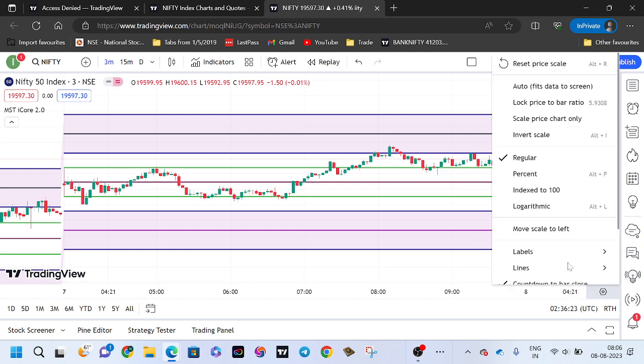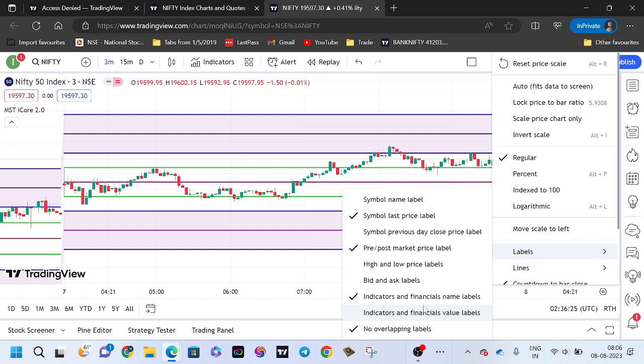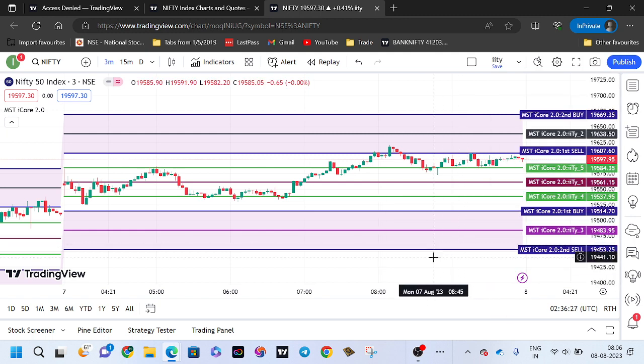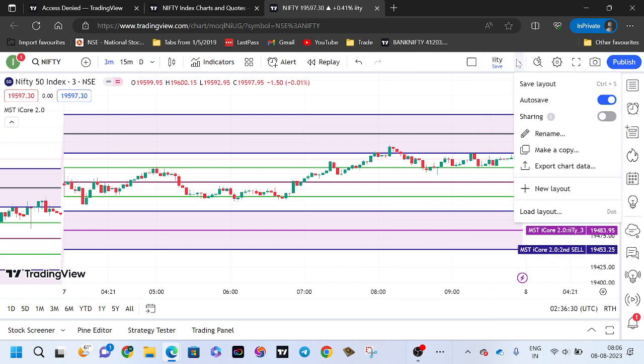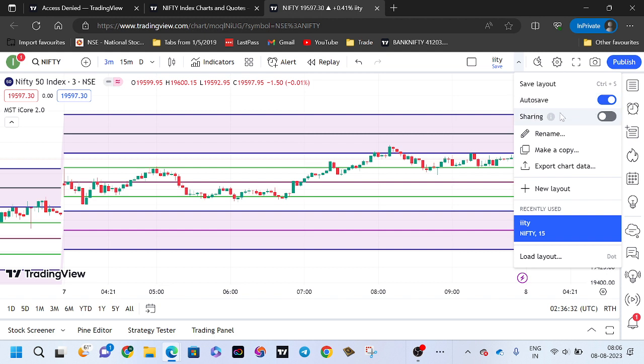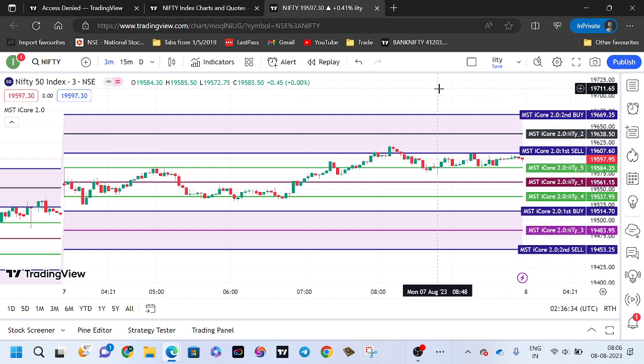And next, if you want values, go here and select indicators and financial value level. That's all. And save. Go here and save it. It is auto save, automatically it will be saved. Over.